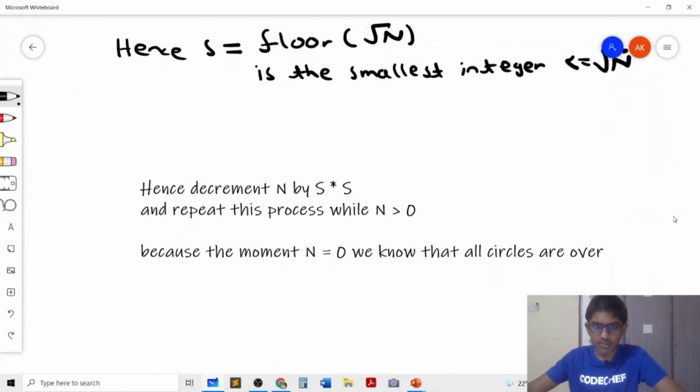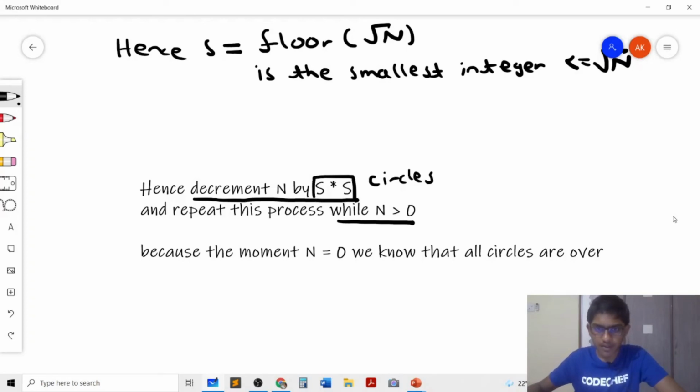Hence once we have found the value of s, we basically decrement n by s squared and repeat this process while n is greater than 0. Why s squared? Because we know that s squared circles are required to form a square of side s, and since we use s squared such circles, n will decrease by s squared.